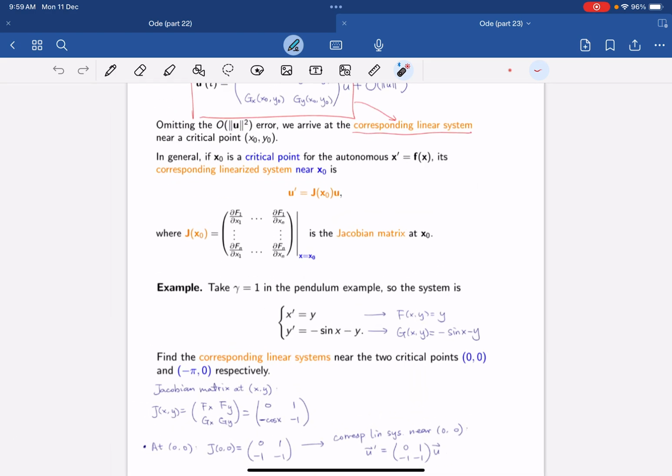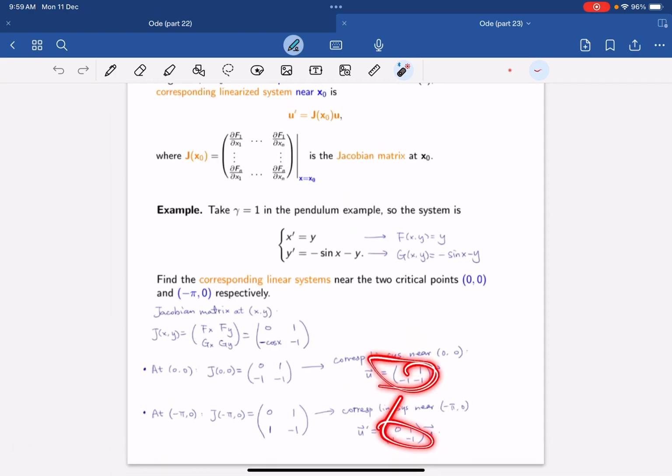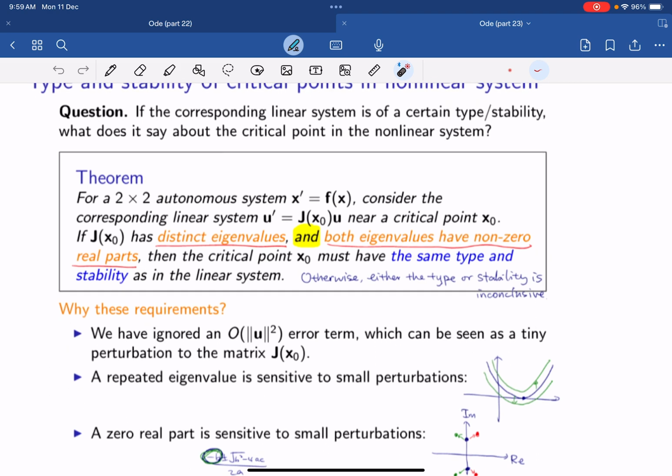With this linear system now, we can determine the stability easily. And what can we say about the non-linear version? Well, okay, so let's just do it for a 2x2. For a 2x2, we consider the Jacobian. If this Jacobian has distinct eigenvalues, and both the eigenvalues have non-zero real parts, then the critical point must have the same type and stability as the linear system.